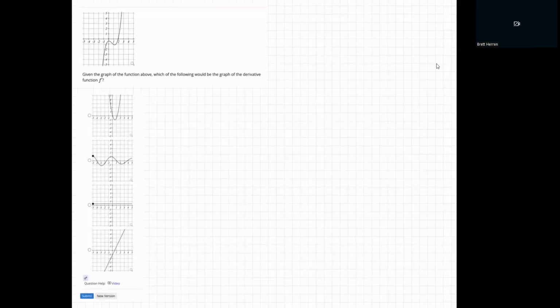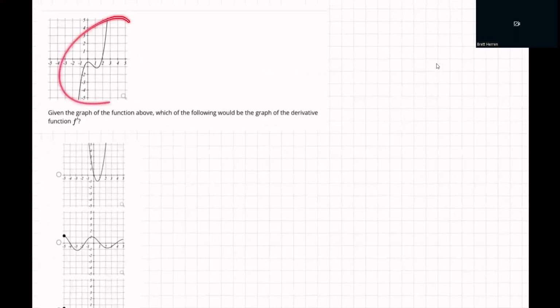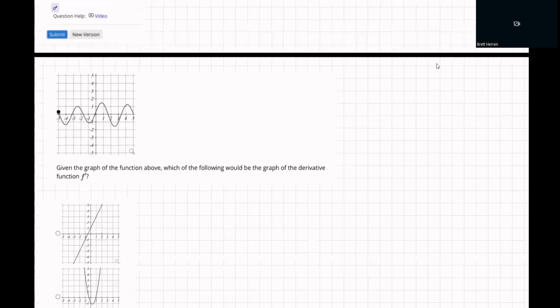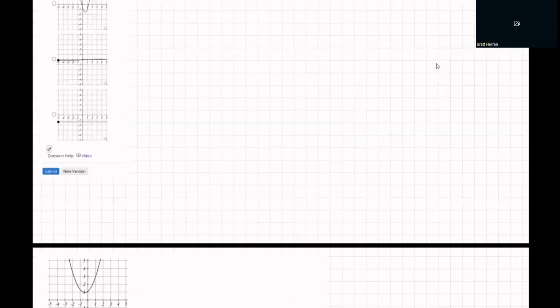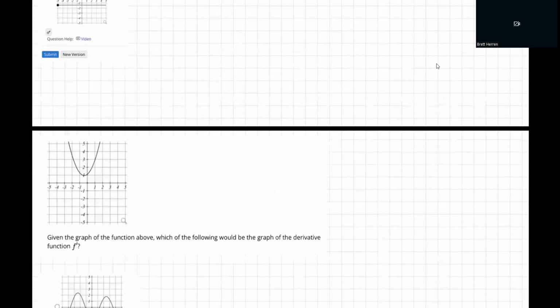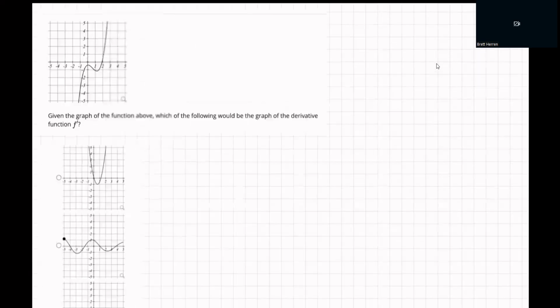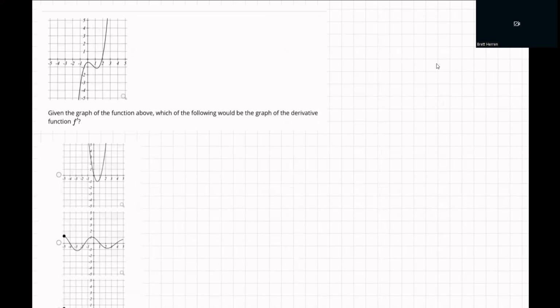Okay, in this example, I'm going to run over four different types. You could have this original graph, or maybe this, or maybe that, or maybe this as your original. I don't know if I've covered them all, but it's enough to give you the idea here. In all these questions, they're saying, given the graph above, which of the following is the derivative, f prime? Okay, this is hard.